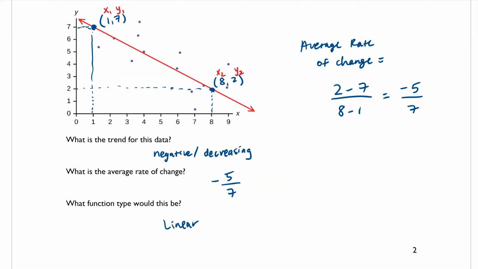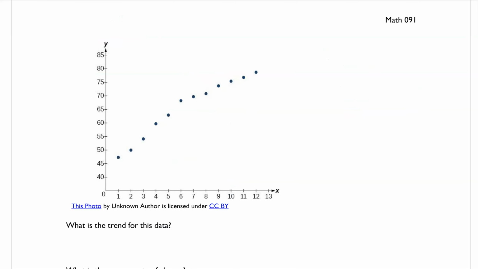for every 7 of the x, whatever x is measuring, as you increase by 7, the y value is decreasing by 5. All right, for this next one, we are going to say that the trend is increasing or positive.